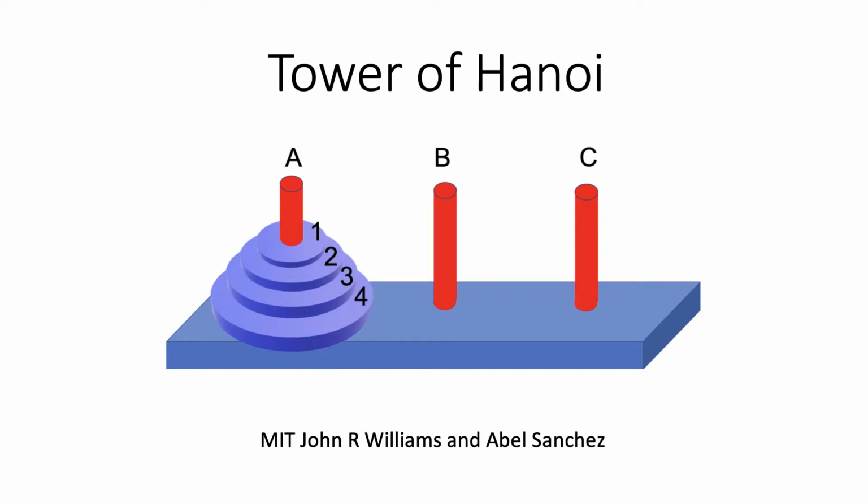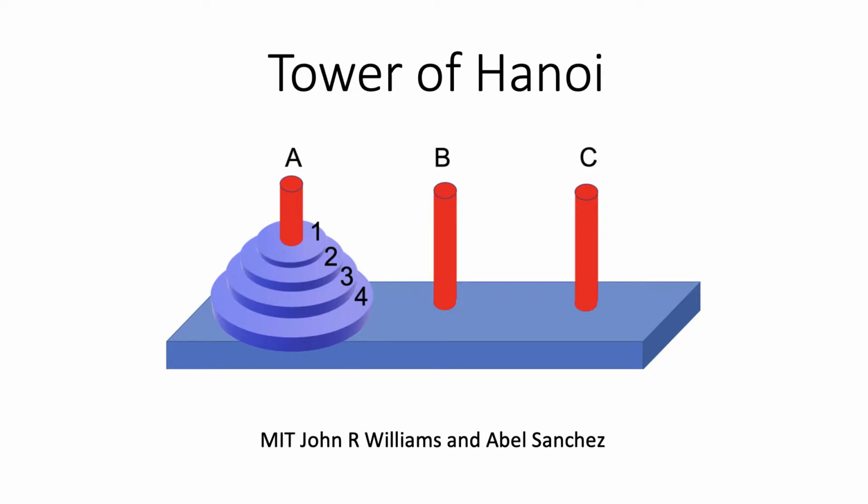A that they're sitting on to peg B, and they can use peg C as an intermediate point for some of the discs. And the rule was that a larger disc could never sit on top of a smaller disc. So here you see that disc 4 is the largest disc and it's sitting at the bottom. 3 can sit on top of it because it's smaller. 2 can sit on top of 3 and 1 can sit on top of 2. But we could never, for example, have disc 4 sitting on top of disc 1 or 2 or 3. Okay, so that's the rule of the game.